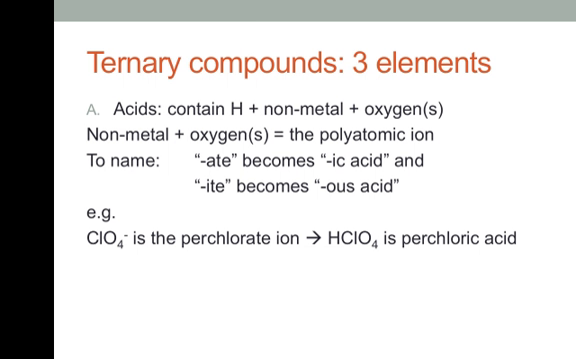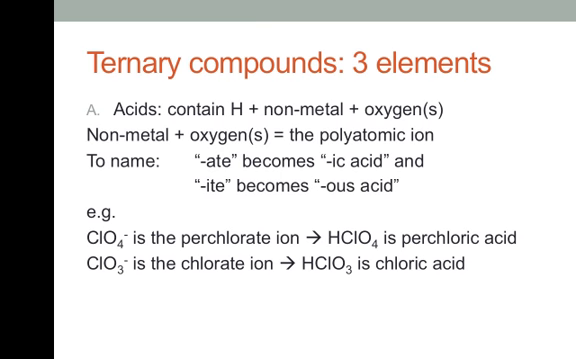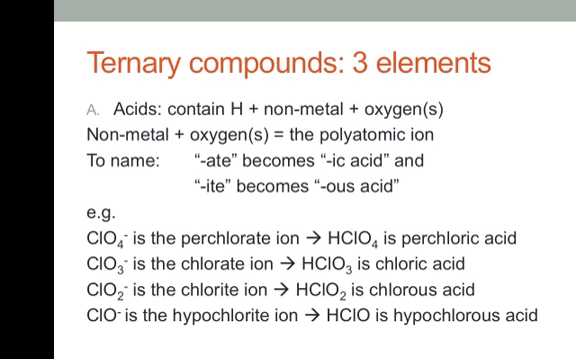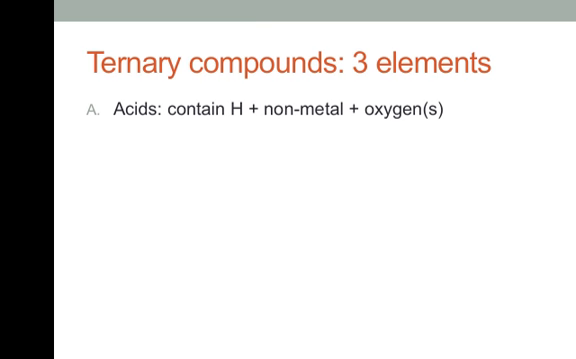And so on. ClO3 minus, that's the chlorate ion. Ate becomes ic, so HClO3 is chloric acid. ClO2 minus, that's the chlorite ion. Ite becomes ous. HClO2 is chlorous acid. ClO minus, that's the hypochlorite ion. Ite becomes ous, so HClO is hypochlorous acid. All right.